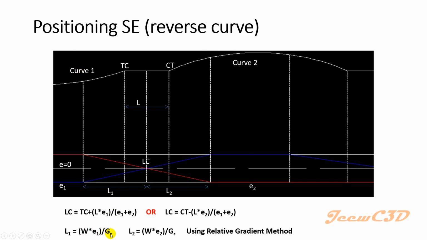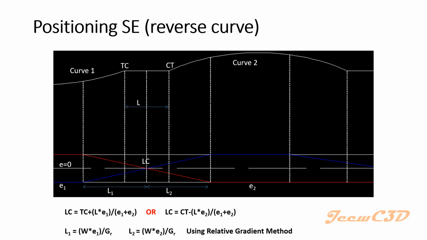And this is only for relative gradient, but you have to calculate for rate of pavement rotation as well and get the maximum value. So this L2 is for the other curve. So you can find the super elevation development length for this curve, also for this curve with L2, same equation, but your super elevation value should be used for the second curve. So that is how to position super elevation in a reverse curve.